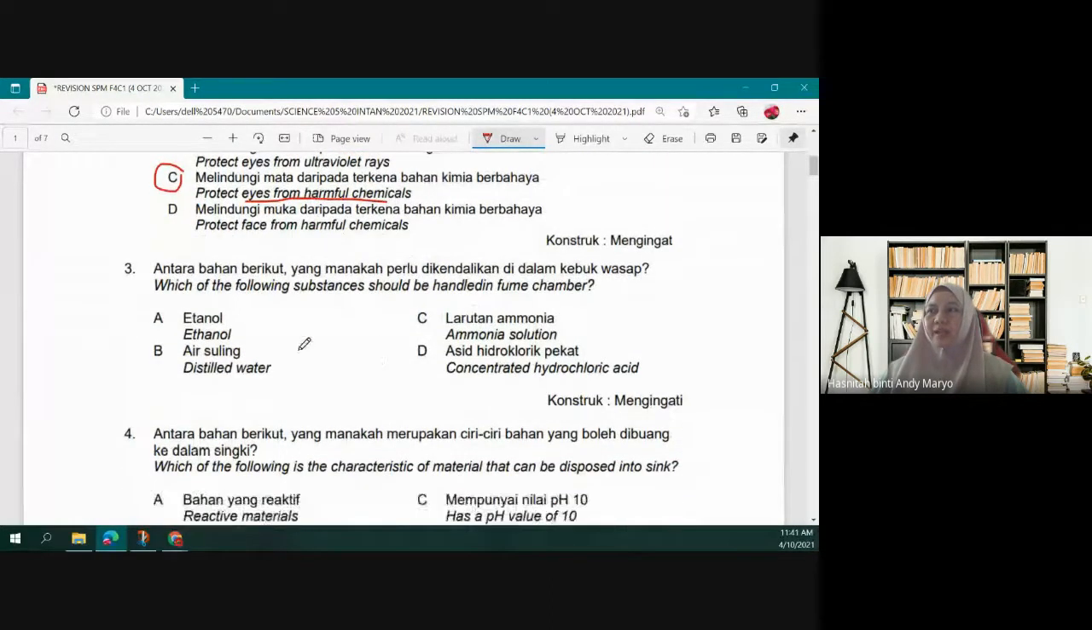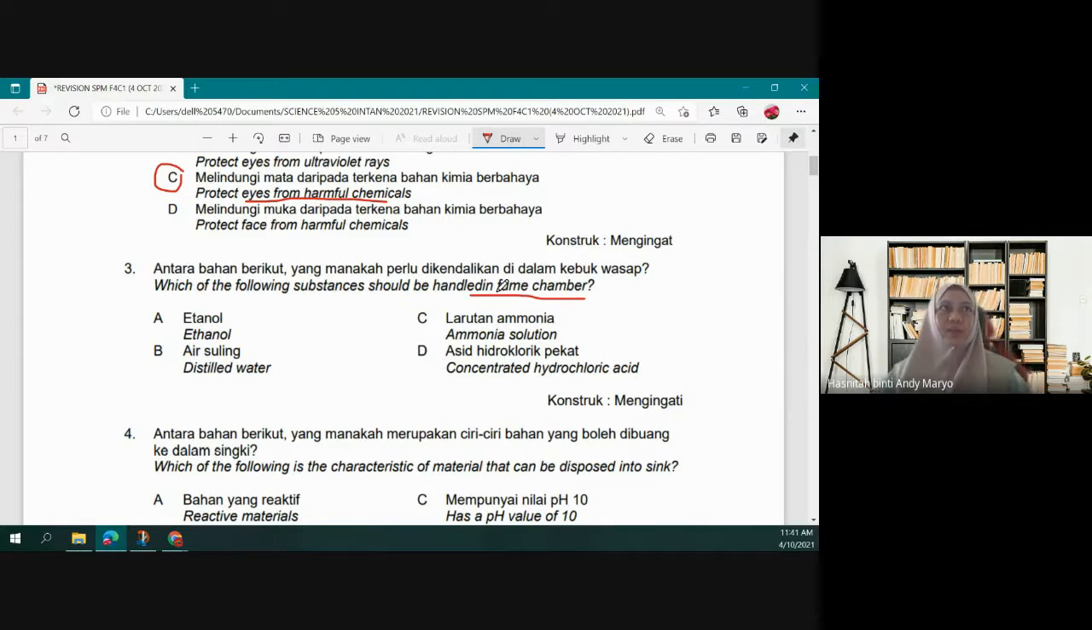Okay, question 3, they give you the following substances. Which one should be handled in a fume chamber? Okay, you may also refer to your workbook or your exercise or notebook from last year for doing this revision. Boleh rujuk mana-mana buku rujukan, buku nota kamu last year, buku kerja pun boleh rujuk. Okay, so which of the following substances should be handled in a fume chamber?